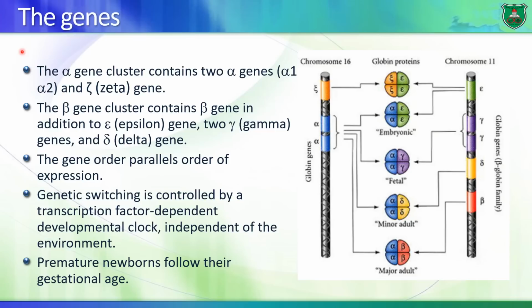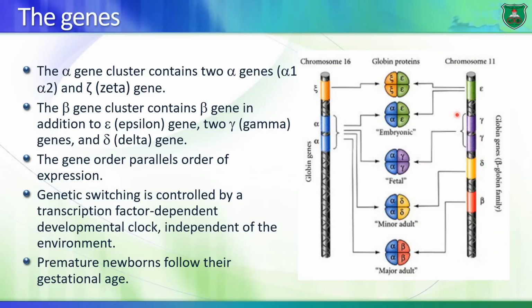So these genes actually exist in clusters on two different chromosomes, and we have two clusters. We have the alpha gene cluster, and it contains two genes of alpha. So you have alpha 1 and alpha 2 right here, and you have a zeta gene. So this cluster right here exists on chromosome 16. And we have the beta gene cluster that contains the epsilon, and we have two gamma genes, and we have the delta, and we have the beta.